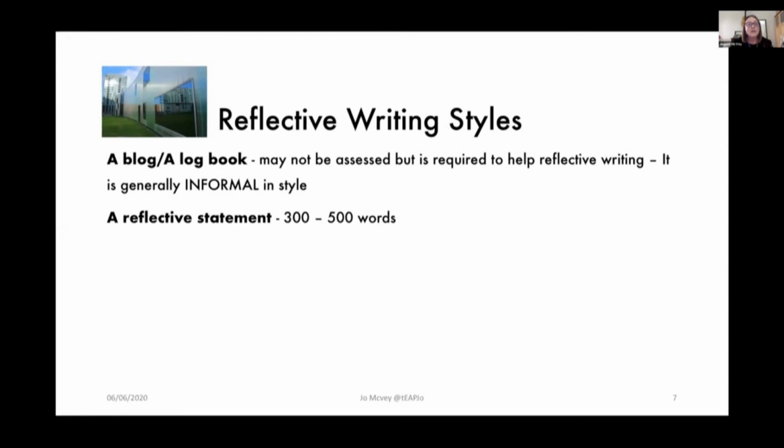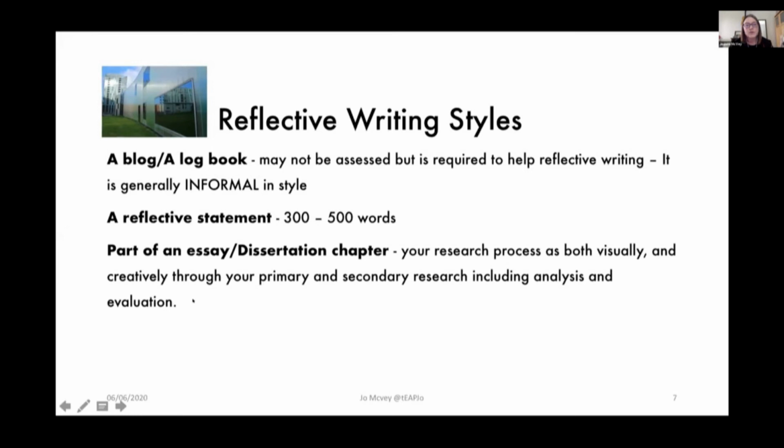And it can be a reflective statement, which can be up to 300 or 500 words. And also, which is key for many, it's part of an essay, or it's a chapter in your dissertation. So it's where you're talking about your research process, visually and creatively. Again, bearing in mind I'm focusing a lot here on art and design because that's what I teach. However, whatever your subject, process is the key word here, really.